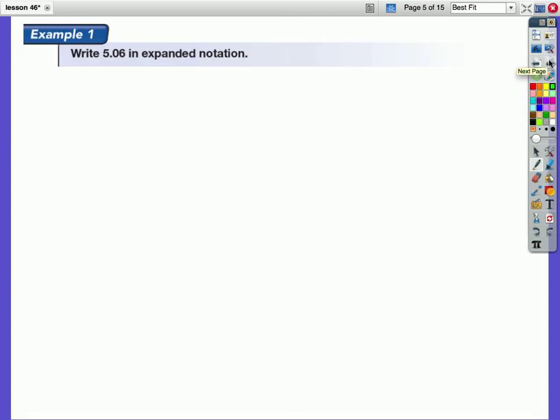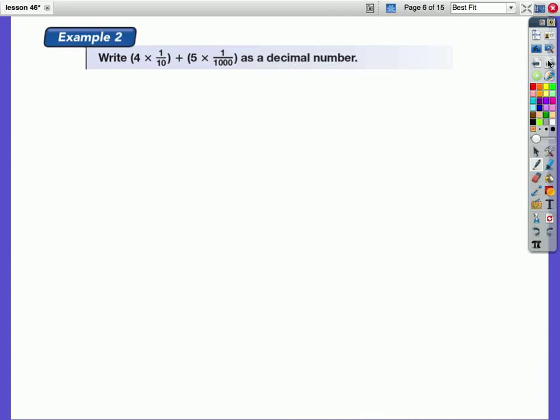So it says write 5 and 6 hundredths in expanded notation. So I'm like 5 plus 0.06. We do that. Or if I wanted to use my fractions, I can do 5 plus 6 times 1/100 because the 6 is in the hundredths spot. It says write this as a decimal number.